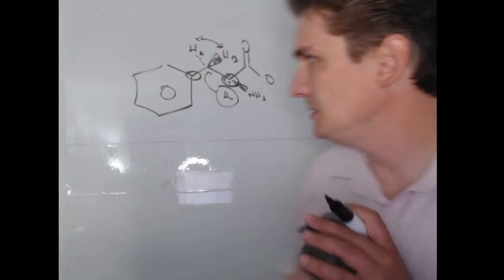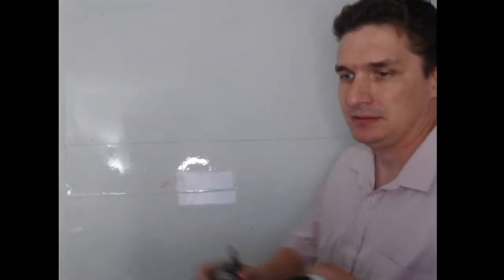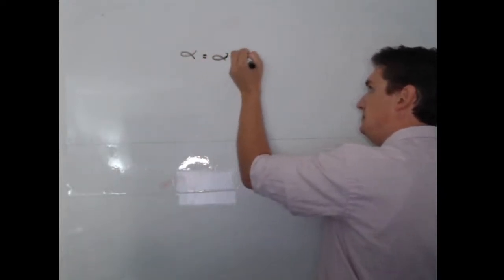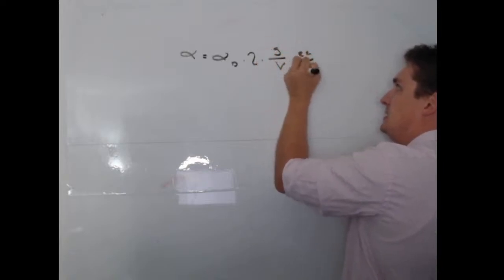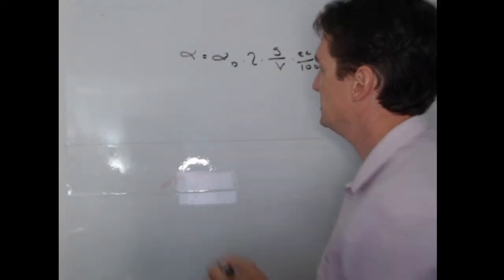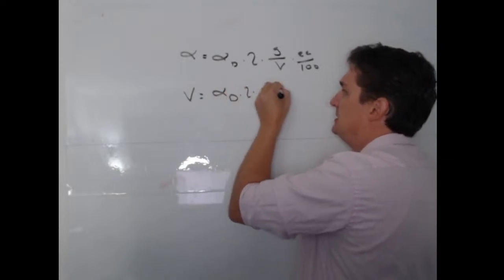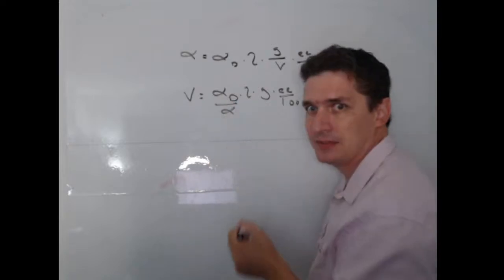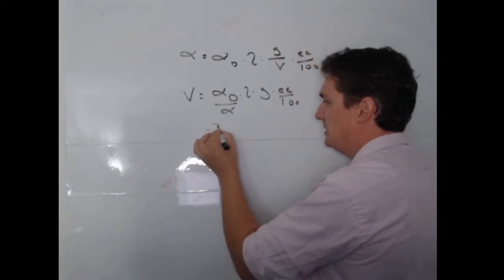So for cholesterol, the problem in the table, we're really going to work with here. Alpha equals alpha D times L, and concentration is going to be grams over volume times the EE over 100, because you're being asked to solve for the volume. So if I rearrange this equation, I get volume equals alpha D times L times G times EE over 100, all divided by alpha.